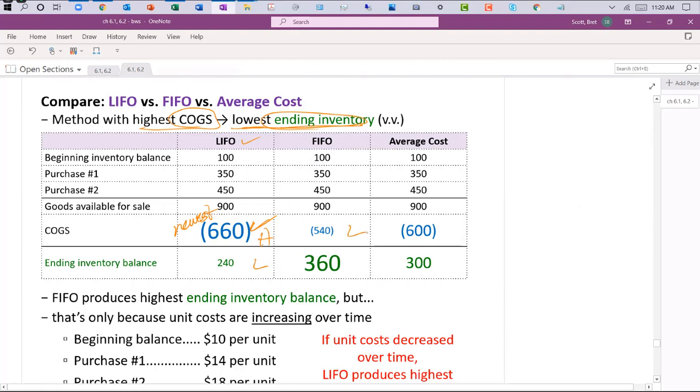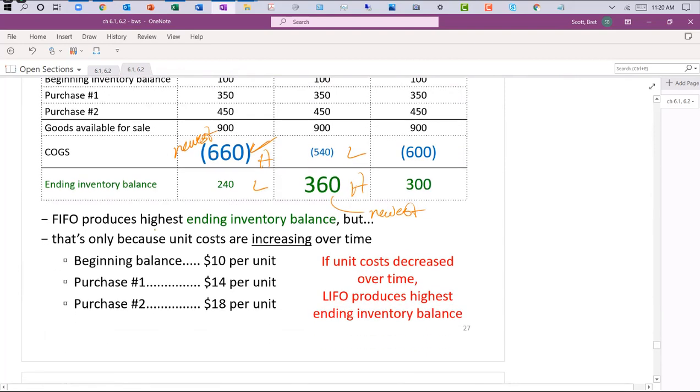Under FIFO, you have a low cost of goods sold, therefore you have a high ending inventory, because the newest stuff is left behind. Newest stuff is left behind under FIFO. Average cost is somewhere in the middle. So FIFO produces the highest ending inventory balance, but again, that's only because costs are increasing over time. If we flip the order and costs were decreasing over time, we would actually see that LIFO produces the highest ending inventory balance.